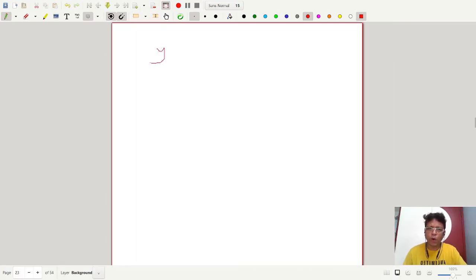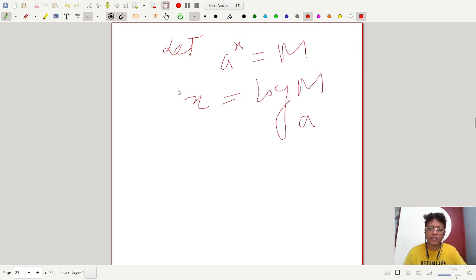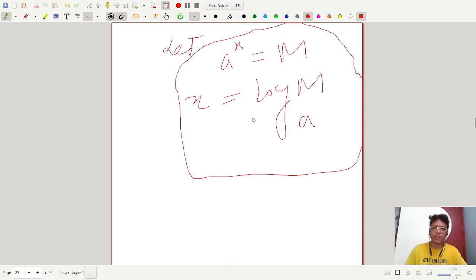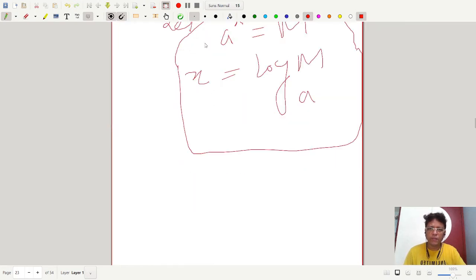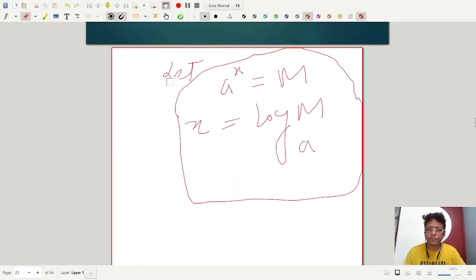Suppose a to the power x equal to m. Suppose this is the thing. So in that case, x equal to log m base a. That is the definition of log, actually. Okay, that is the definition of log. So if a to the power x is m, then x equal to log m base a. So that is the logarithm.